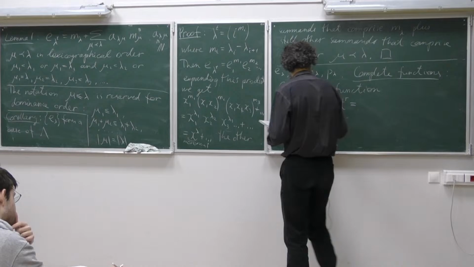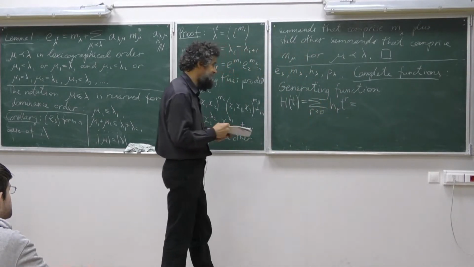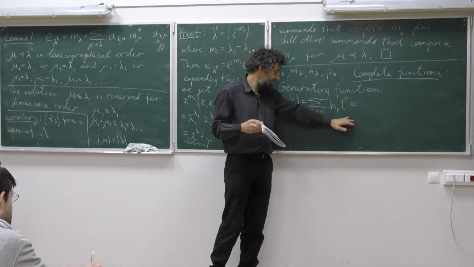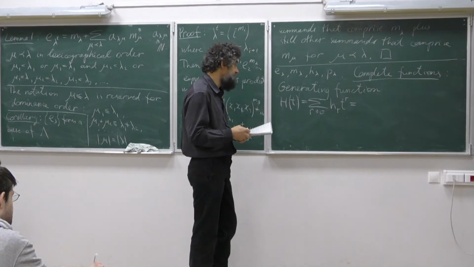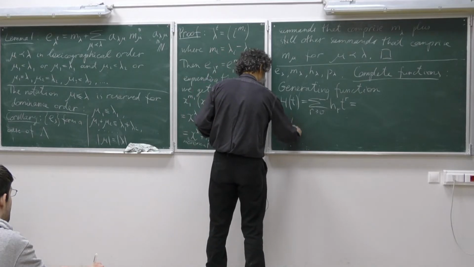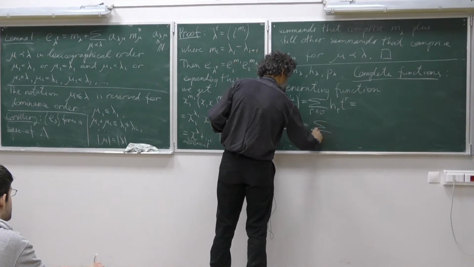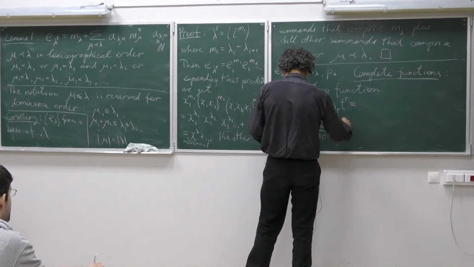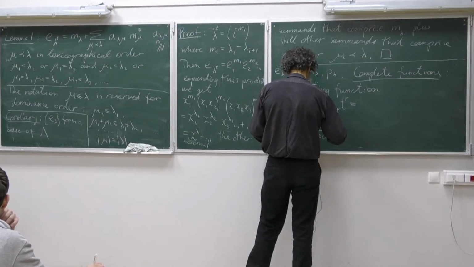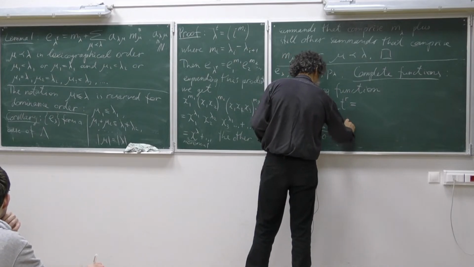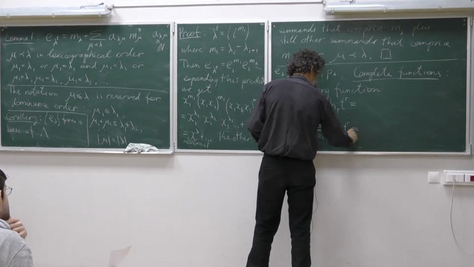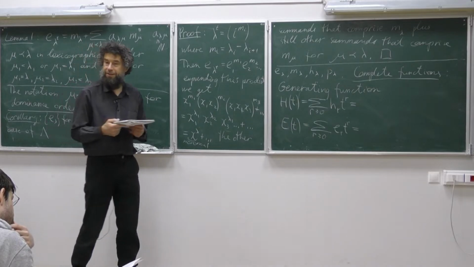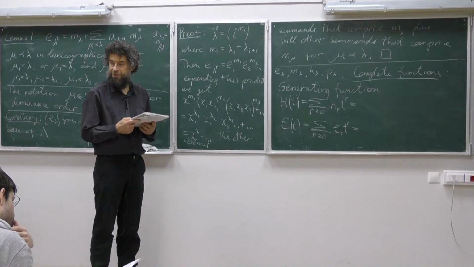And then the usefulness of this generating function is in the fact that it can be written as a product. Well, for example, let's consider E of t. It is also the sum over all non-negative integers r of e_r t to the r. And then what is this? This can be very easily decomposed into a product.